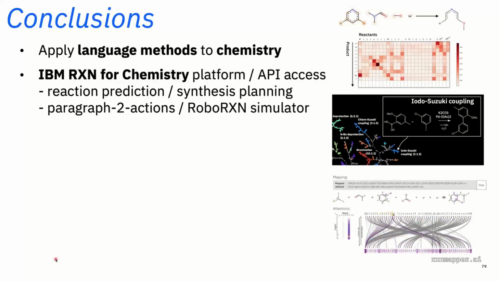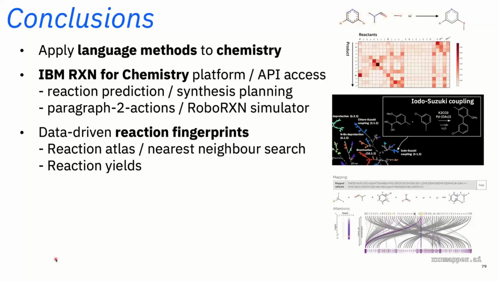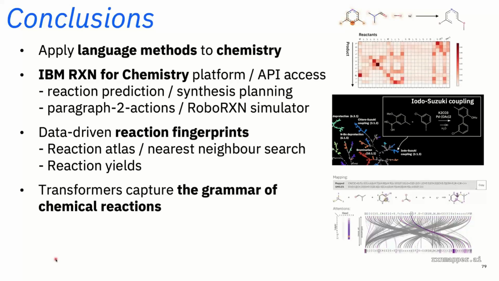We have IBM RXN for Chemistry, a free platform where there's almost everything there, like reaction prediction, synthesis planning. You can even convert synthesis paragraphs to structured actions, which could be useful too. And also, we have a RoboRXN simulator. If you want more details, ping me at some point, and I can point you to the right things. We've introduced those reaction fingerprints, with tutorials for them if you want to build your own reaction atlas for your reaction dataset and start exploring reaction space like that.